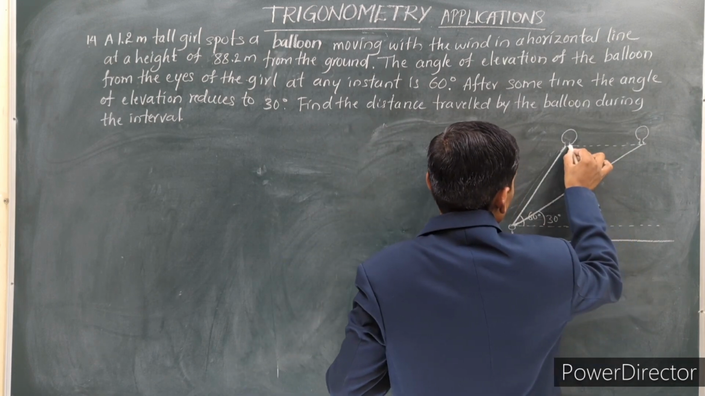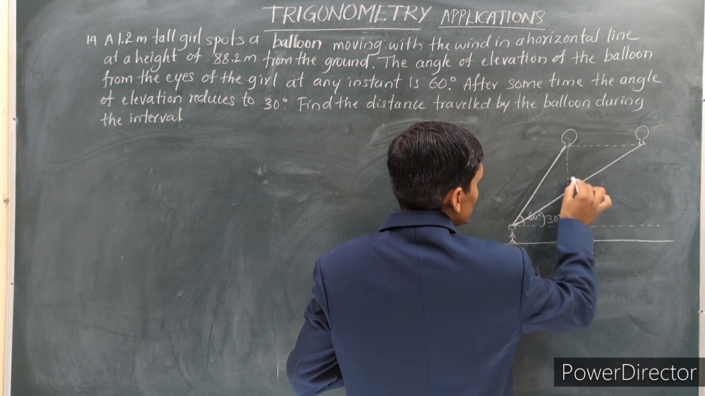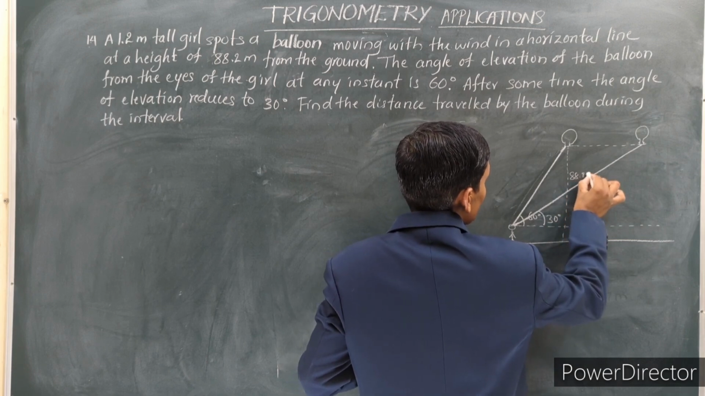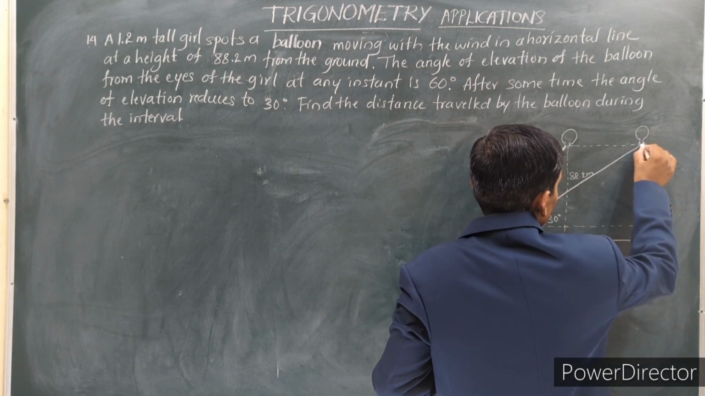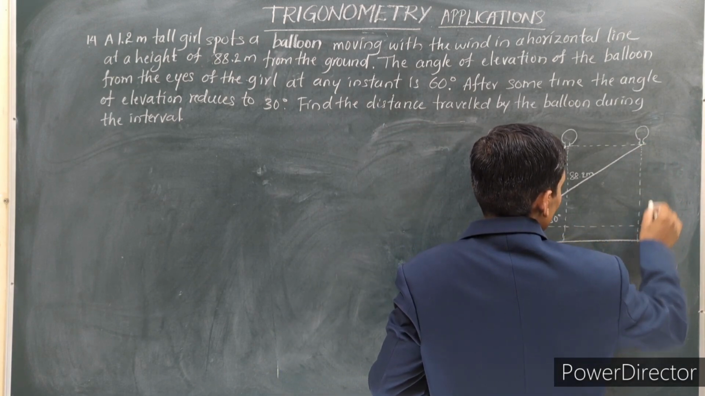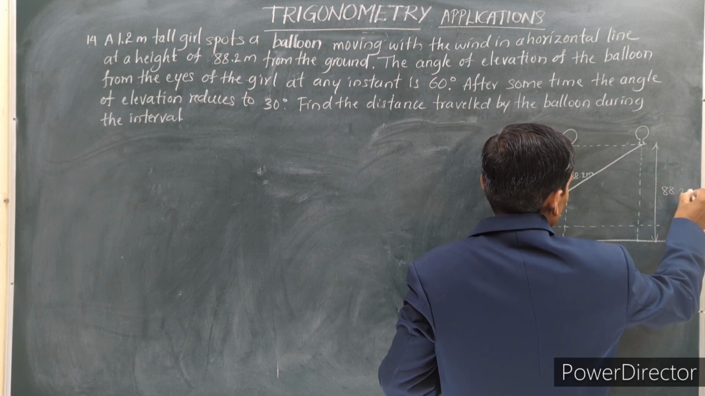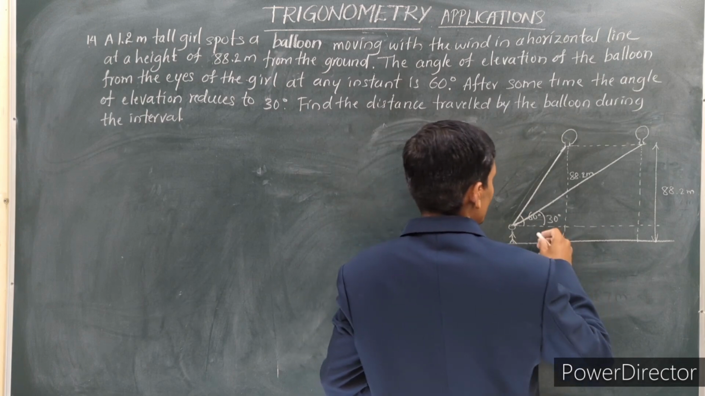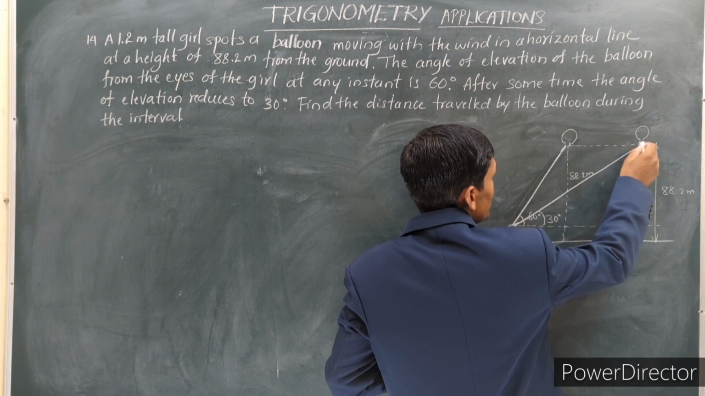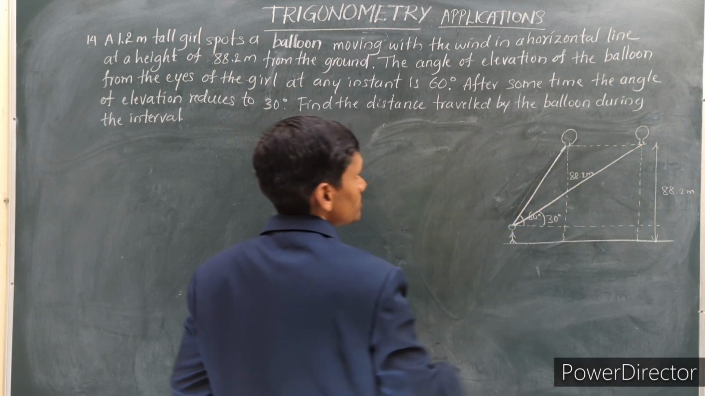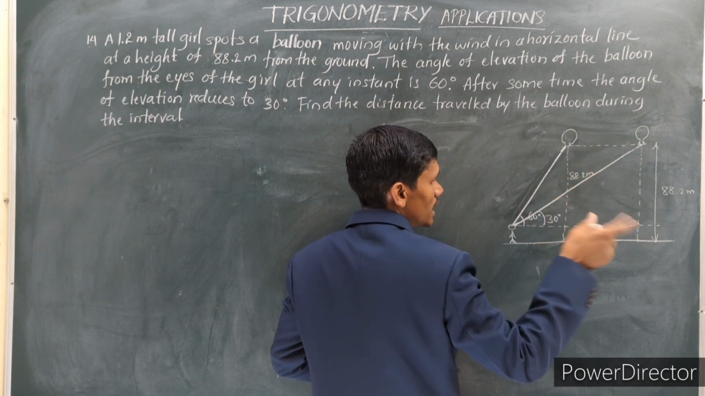Now, the height of the balloon from the ground they have given, 88.2 meter from the ground, right? From here to here it is 88.2 meter. If you consider only this side, this is the distance traveled by the balloon that they are asking. During this interval, how much distance it has traveled, they are asking. Only this distance you need to calculate.